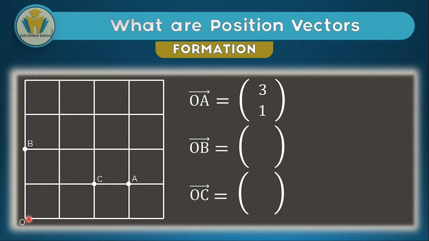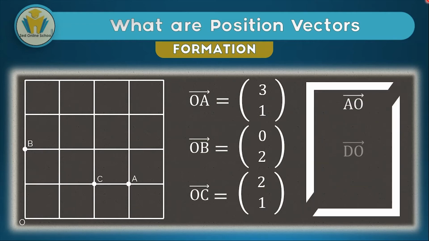You can see there's no difference in the x-axis, so it will be 0. In the y-axis, we've got 2. For C, we do the same thing. And we're done forming the position vectors for these 3 points. Again here, I want you to pay attention to what happens when we change the direction in which we move.